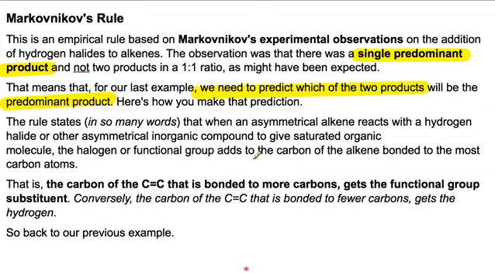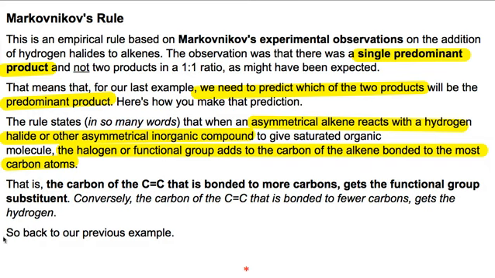In so many words, the rule states that when you have an asymmetrical alkene reacting with a hydrogen halide, that's going to be asymmetrical, or other asymmetrical inorganic compound, it could be water, the halogen or functional group adds to the carbon of the alkene bonded to the most carbon atoms. That's the carbon of the carbon-carbon double bond that is bonded to more carbons, and it gets the functional group substituent. So it would get the chlorine. On the other side of it, you can look at it as the carbon of the carbon-carbon double bond that is bonded to fewer carbons gets the hydrogen. Typically the other atom going on is going to be a hydrogen.